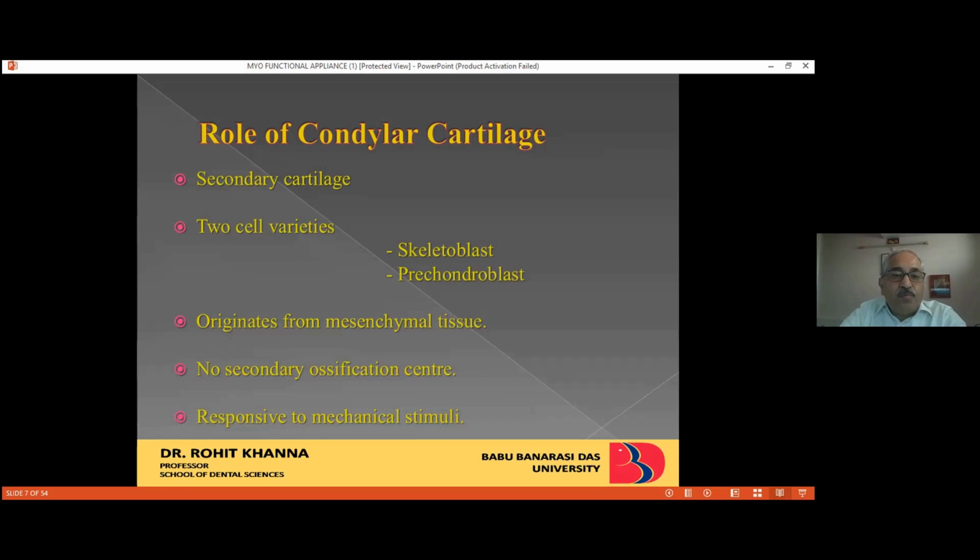Both these cells originate from mesenchymal tissues, and there is no secondary ossification center in the mandibular condyle, and it is responsive to mechanical stimuli. Since it is responsive to mechanical stimuli, it can be changed. And this is the basis of the whole myofunctional appliance therapy.